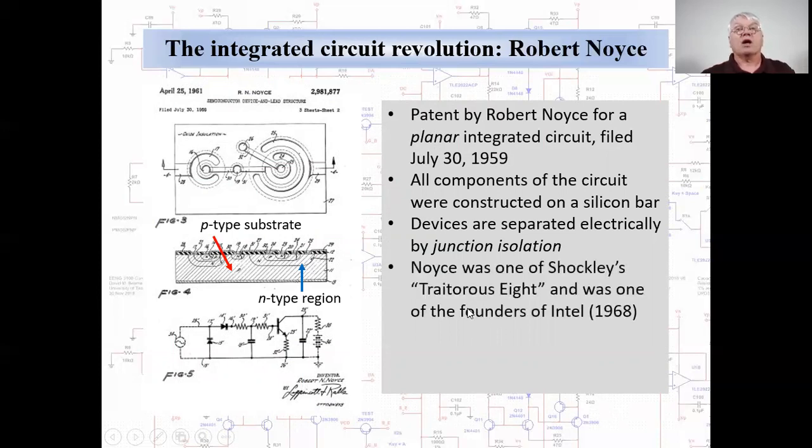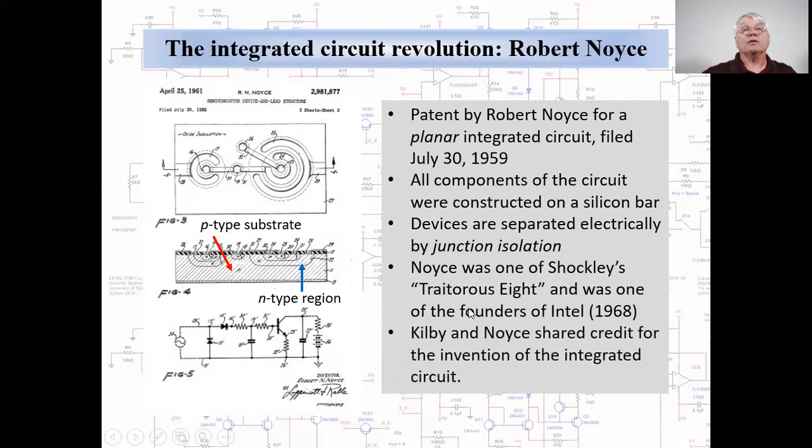Noyce was one of Shockley's traitorous 8, and he was later a founder of Intel. Kilby and Noyce are recognized as co-inventors of the integrated circuit, although Noyce had died before Kilby was recognized with the Nobel Prize.